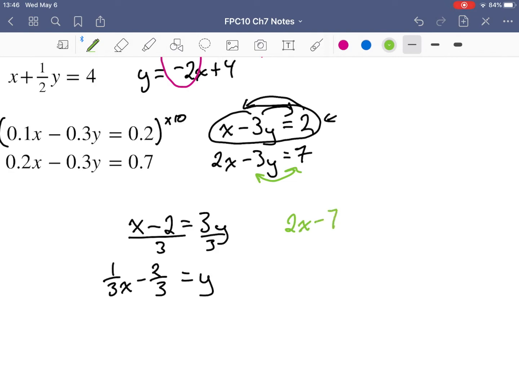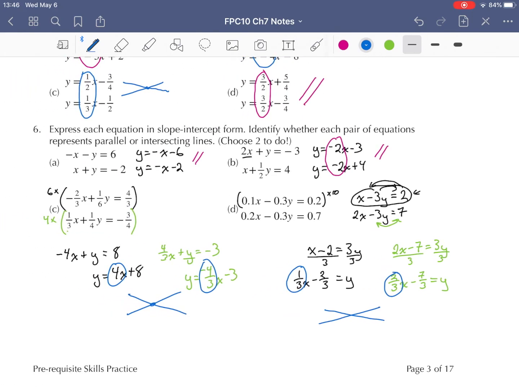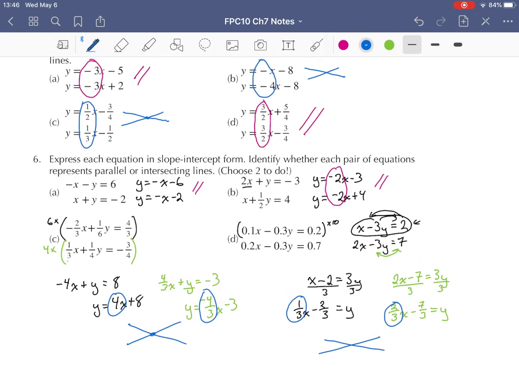Now let's look at the second one. I'm going to start out the same way. I'm going to swap these two to get 2x minus 7 equals 3y. Now I'm going to divide everything by 3 to get 2/3 x minus 7/3 equals y. So now these are in y equals mx plus b form. Here's my m. Here's my m. They are not the same. My slopes are not the same. Therefore, these two will intersect.